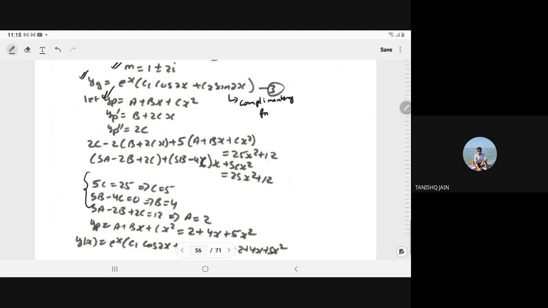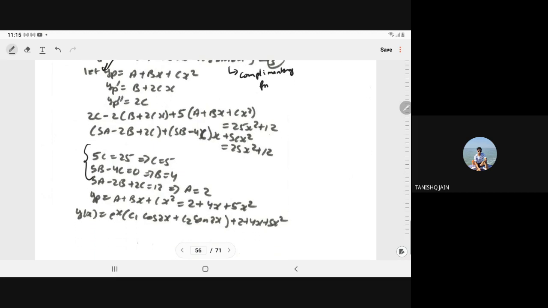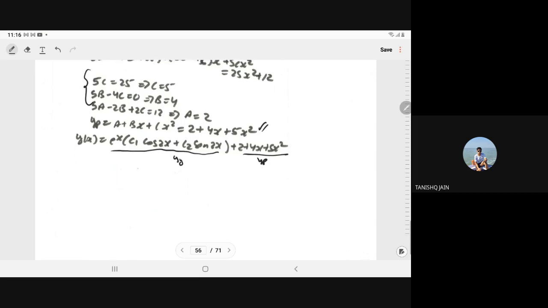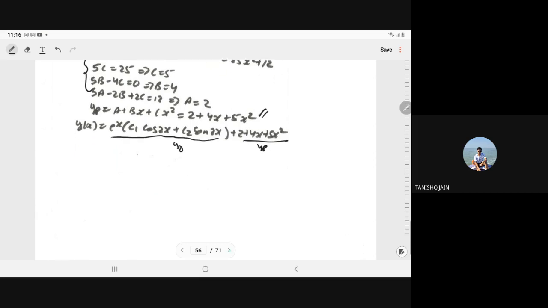From here you will get a is equal to 2, b is equal to 4, and c is equal to 5, because we have three unknowns and three equations. So yp, a plus bx plus cx square, will become 2 plus 4x plus 5x square. By theorem 14, y is equal to yg plus yp. So that is the numerical example for when R(x) is a polynomial.